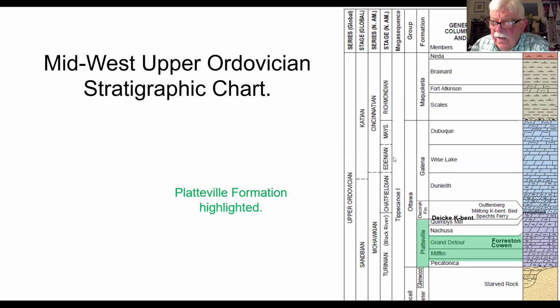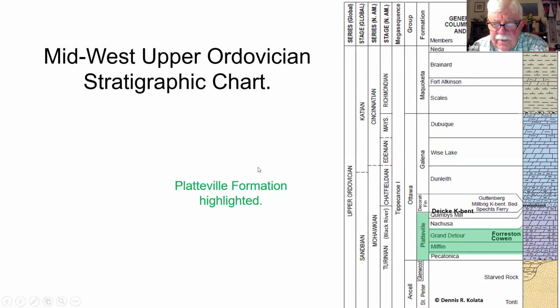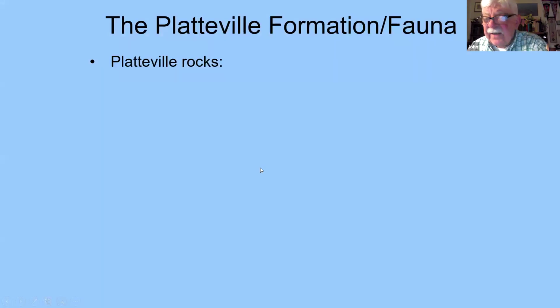There is in addition the Cowan and Forreston members. Okay, I want to see if I can get this a little bit smaller. I'm still having trouble. Nope, not working. Anyway, can you still see it now? Hello? Yeah, we can see it. Okay, thank you.